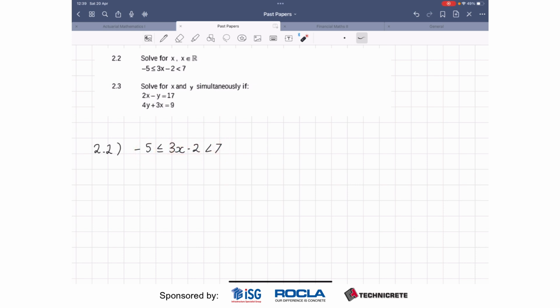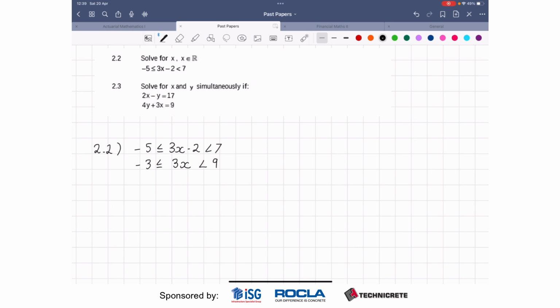So for the first step, I want to get 3x on its own, so I'm going to add a positive 2 to the middle, which means that I'm adding a positive 2 to the right-hand side, and I'm adding a positive 2 to the left-hand side. On the left-hand side, I add a positive 2, and I'm left with minus 3. In the middle, I add a positive 2, and those two cancel out. Minus 2 plus 2 is 0, so I'm just left with 3x. And on the right-hand side, I'm also going to add a positive 2, so I have 9.